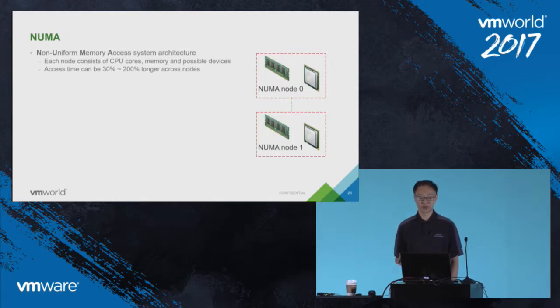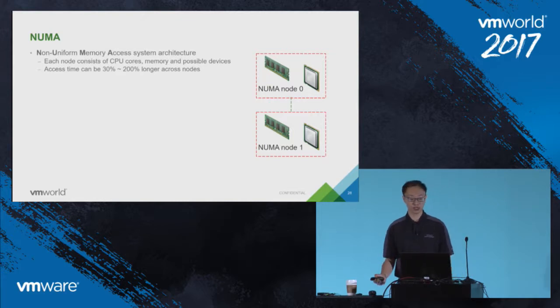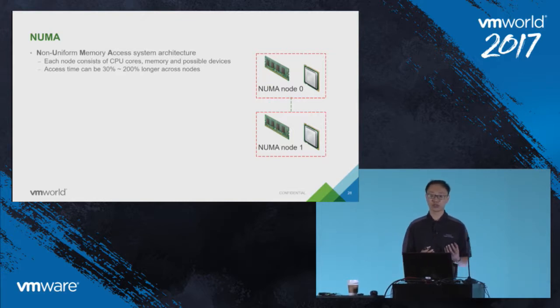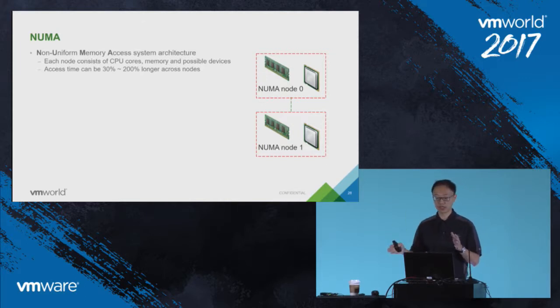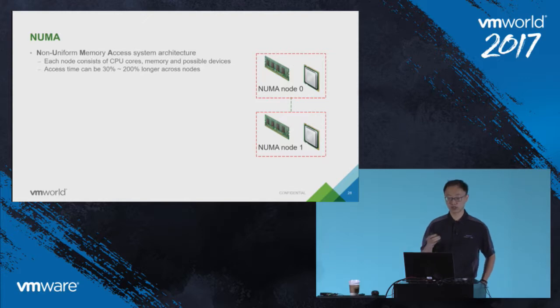What is NUMA? NUMA is a non-uniform memory access model, or system architecture, where each node, which is a logical concept, has a set of CPU cores, a set of memory, and probably a set of devices as well. The trick here is that access from a CPU to memory on the local node, versus to memory on a remote node, can differ anywhere from 30% slower to 200% slower.